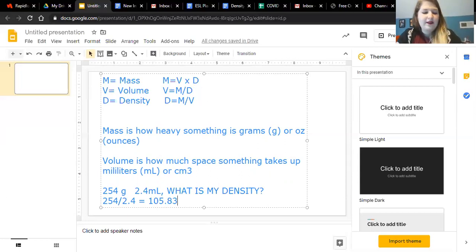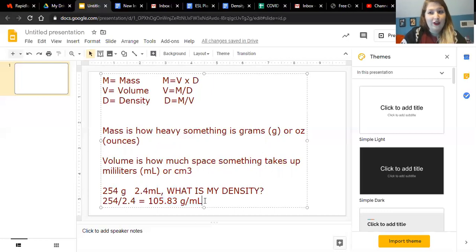So I'm going to put 105.83. It's pretty good to do two numbers after the decimal or one, in which case you need to round. Now, this is my answer, but it's missing a piece. I need to put the units, so g divided by mL. So this is my full answer. I'm going to put that in a different color, or the whole thing. So this is my answer right here. 105.83 grams divided by milliliters is my density.